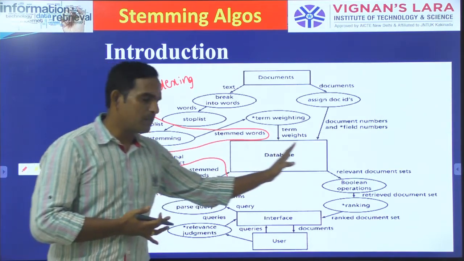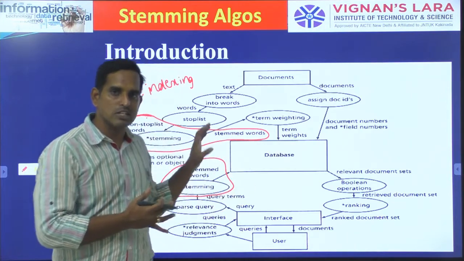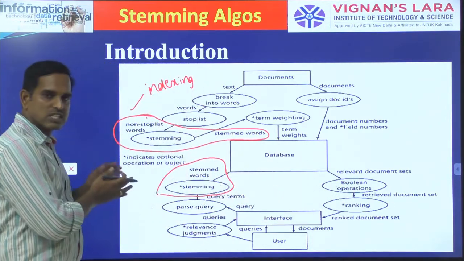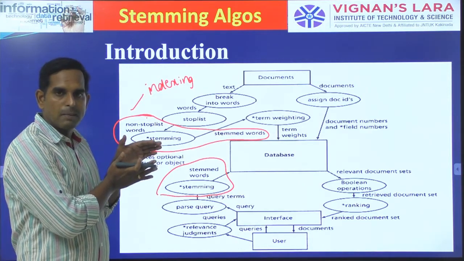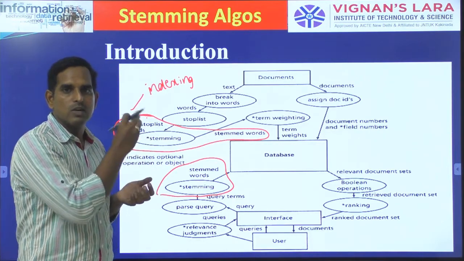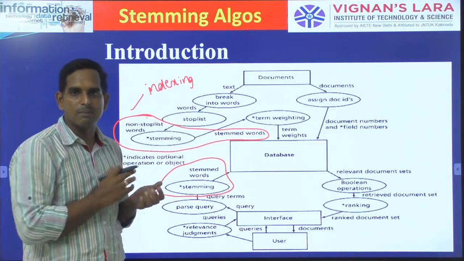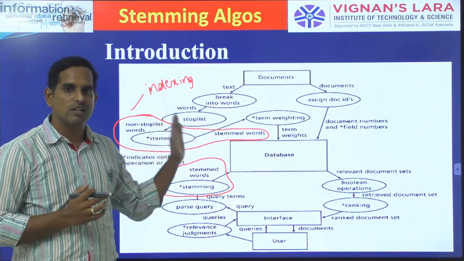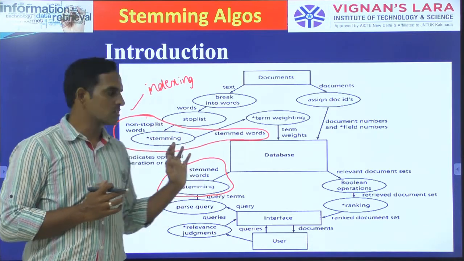So you will be getting more relevant documents, not just the specific documents. Why? Because you might be searching for only a specific word, but apart from the specific keyword, you will be getting all the related keywords which are created for the stem. That is how this information retrieval system will work by using the stemming process.